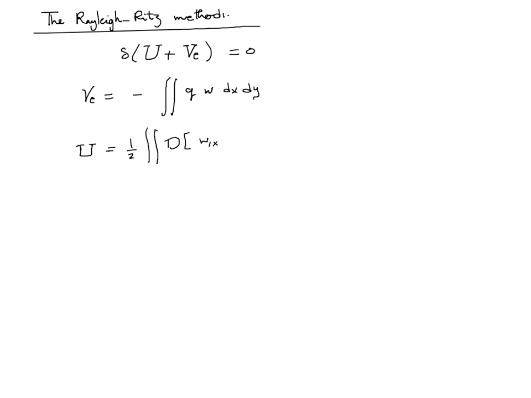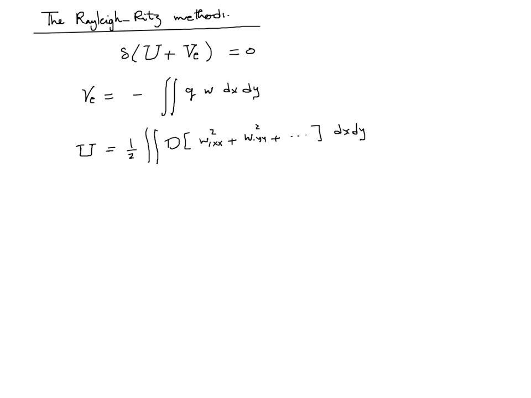w_xx squared plus w_yy squared plus more terms. And these expressions we have derived in detail. Okay, so when we take the variation, this means that we allow the displacements to change arbitrarily. So any possible change in displacement, any arbitrary variable displacement, is admitted as long as it is consistent with the boundary conditions.